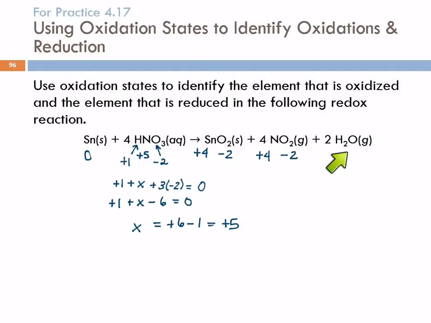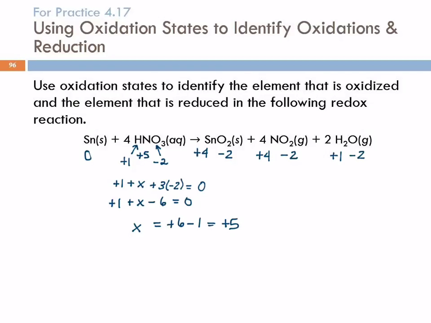In H2O, the FHO, H gets to be what it wants, priority over oxygen. And so what's oxygen here? -2. There are 2 hydrogens, they're each +1. That's a total of +2. And there's 1 oxygen, +2 minus 2 equals 0. Okay, any questions about how we got the oxidation states?